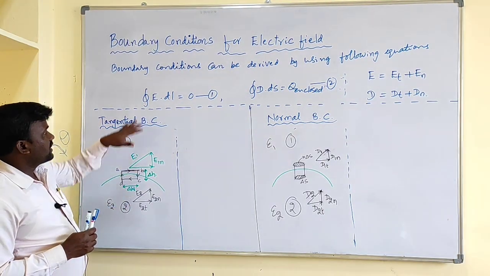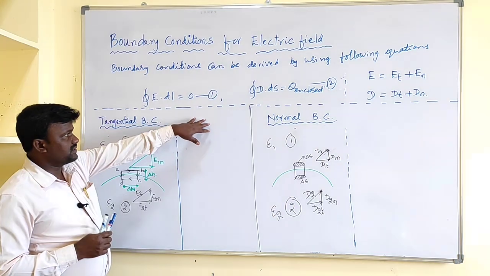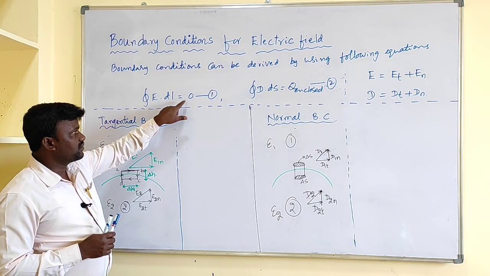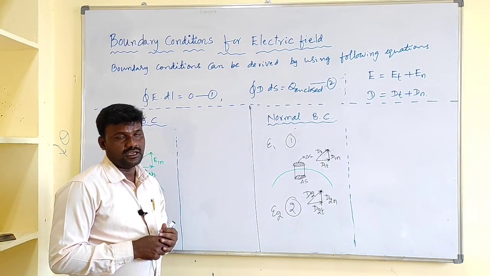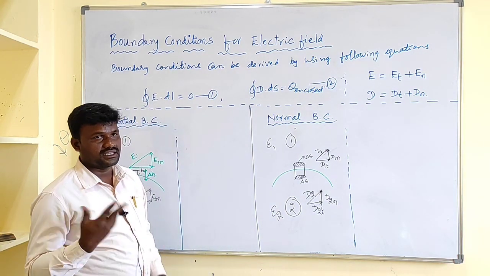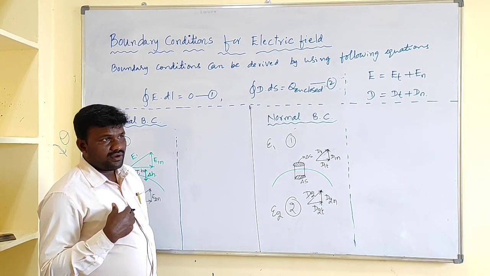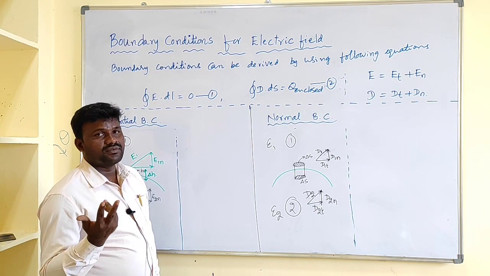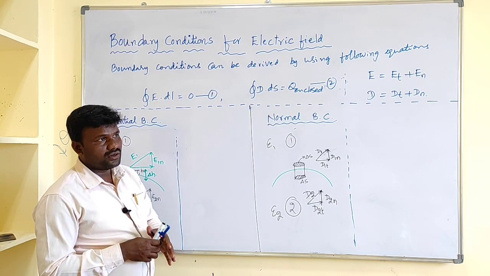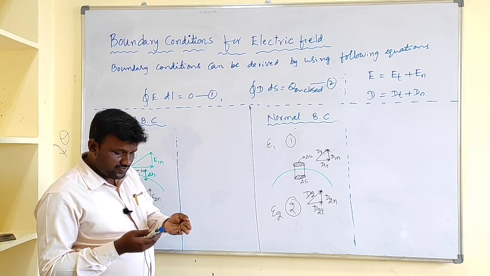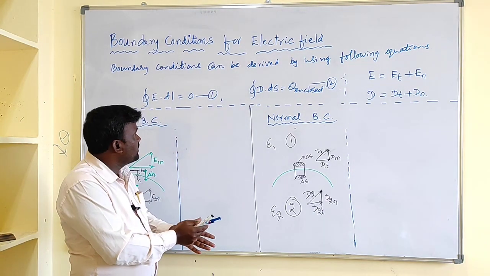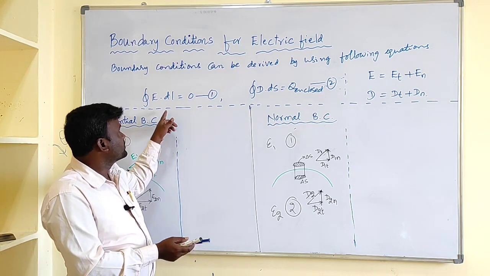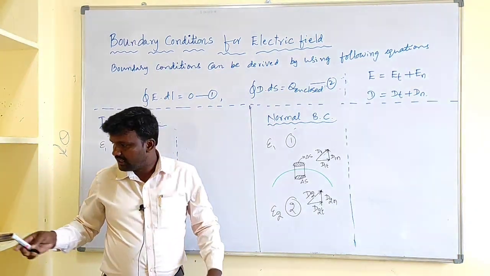To derive boundary conditions, we will use these Maxwell's equations, that is integral E dot dl equal to 0 and integral D dot dS equal to Q enclosed. The application of Maxwell's equations is nothing but what? We have Maxwell's equations in integral form and differential form. We can't apply the differential form here. To derive the boundary conditions, we will use Maxwell's equations in integral form only.